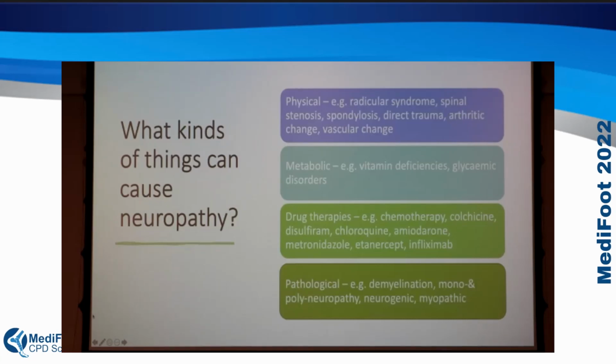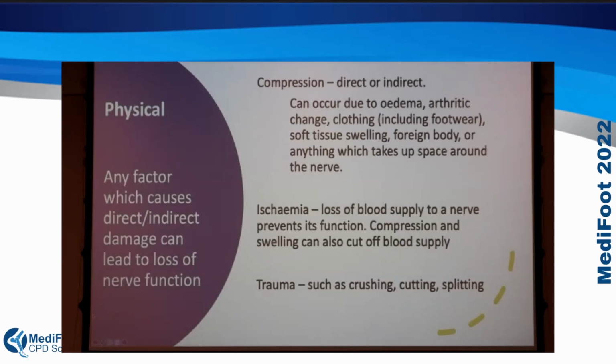So we're going to choose something from each of these groups, and we're going to have a quick look at those. And the first group we're going to have a look at is the physical group. So anything which can cause direct or indirect damage to a nerve, we would class as a physical factor. And one of the commonest things is compression.